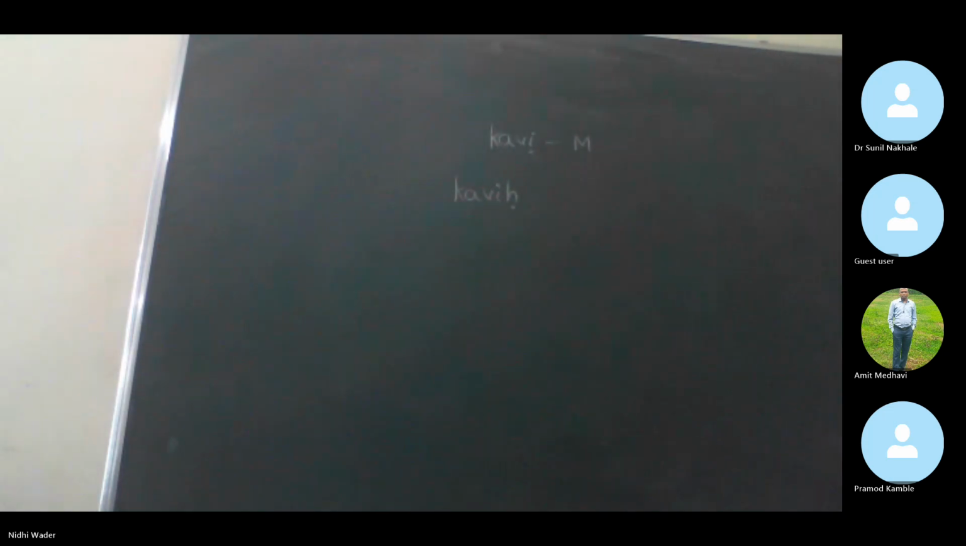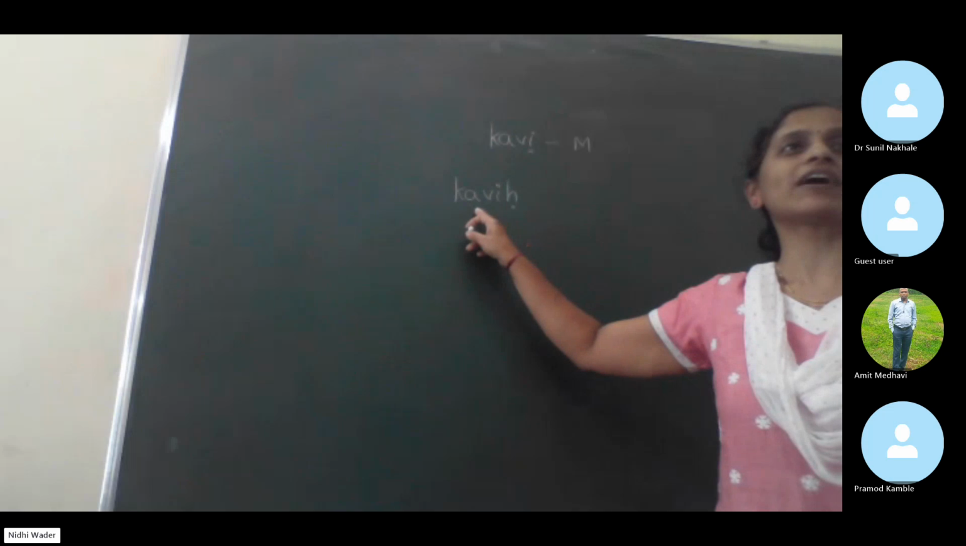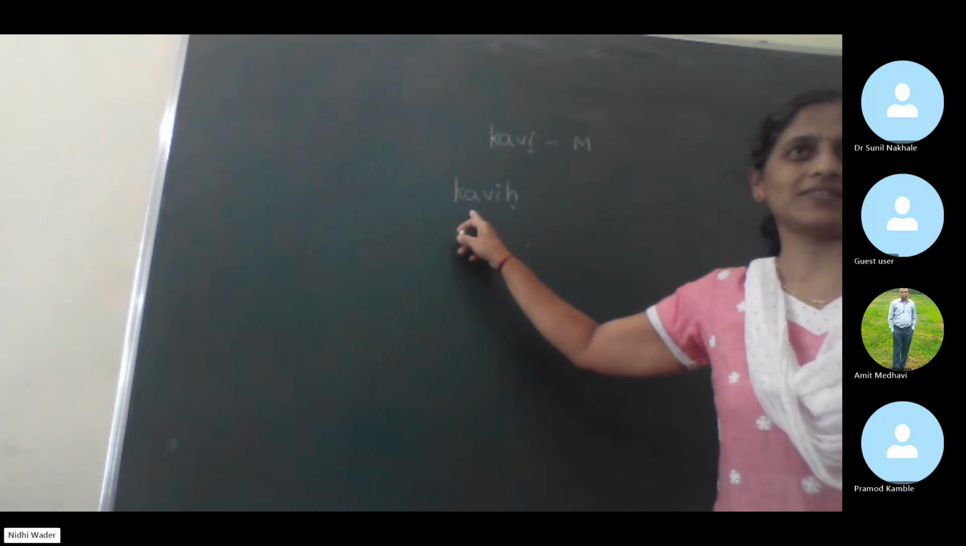Nominative singular, it's kavihi. Kavihi kavitam likhati. Can you translate the sentence? A poet writes a poem. Kavihi kavitam likhati. I use nominative singular. Why did I use nominative? Because it's the subject of the sentence.